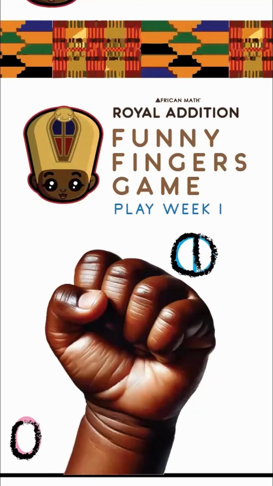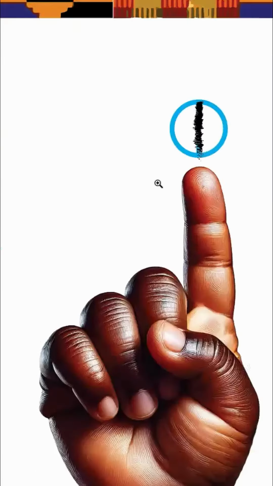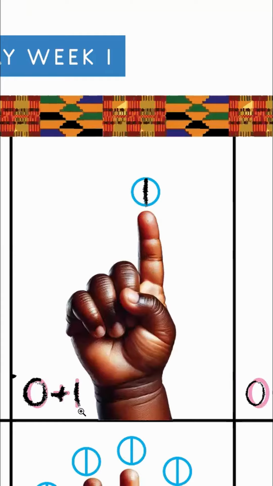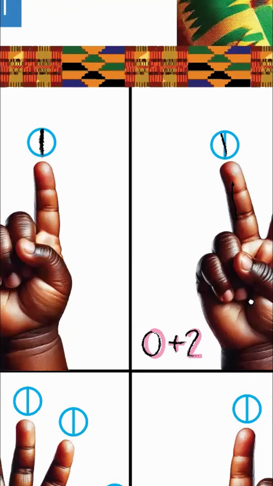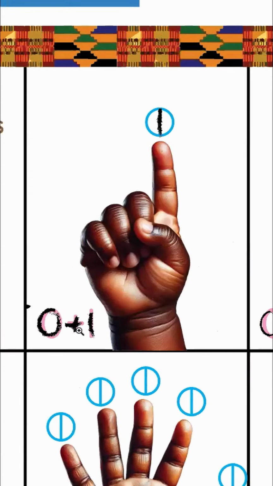Another important part of adding using the African Math Royal Edition method is to make sure that learners learn something called one-to-one correspondence, where learners have to understand that this symbol for one has a meaning, and this meaning is represented in a quantity.